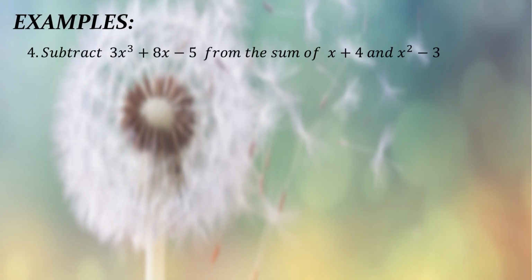Let's now have the fourth example. Subtract 3x cubed plus 8x minus 5 from the sum of x plus 4 and x squared minus 3. So dito kung mapapansin nyo, bukod sa kailangan natin i-subtract, ay kailangan din natin mahanap yung sum. So ano ba yung operation na kailangan natin gawin kapag sinabing sum? So that is addition. So ang gagawin natin, i-add muna natin ang x plus 4 at x squared minus 3 bago natin i-minus or i-subtract sa 3x cubed plus 8x minus 5.